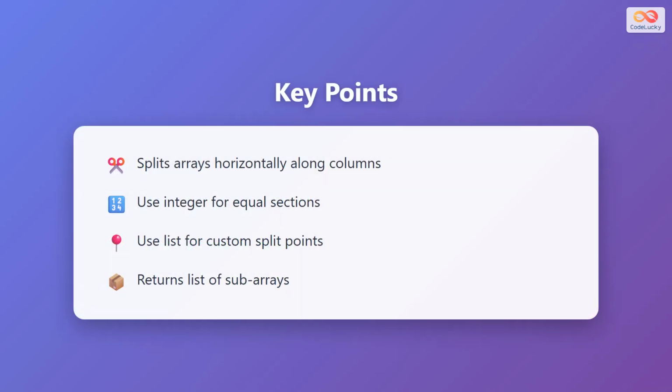Let's recap the key points. np.hsplit splits arrays horizontally along columns. Use an integer to split into equal sections. Use a list to specify custom split points. The function returns a list of subarrays that you can access individually. This function is essential for data manipulation and preprocessing tasks in NumPy.